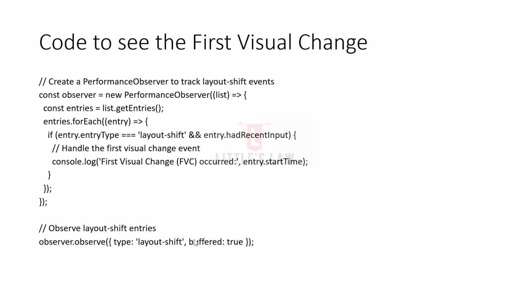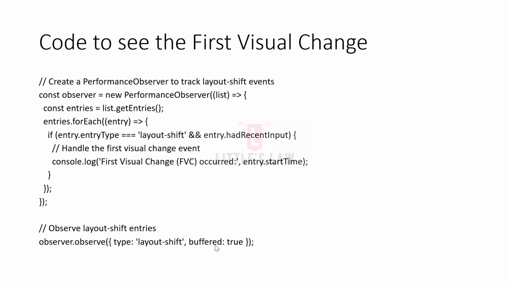The type property specifies the entry type. Here you can see the type property. This specifies the entry type to observe, and in this case we are interested in the layout shift. That's what we want to find with the first visual change. And the buffered property at the last is set to true.